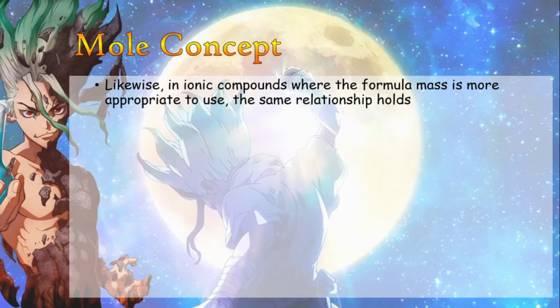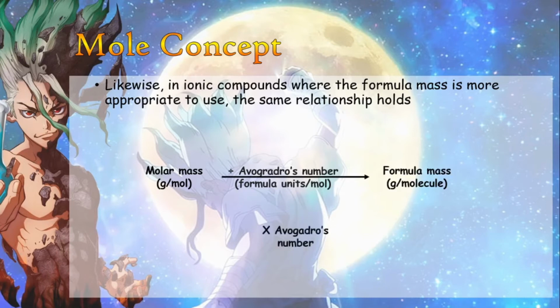Likewise, in ionic compounds, where the formula mass is more appropriate to use, the same relationships hold. Molar mass divided by Avogadro's number, or formula units per mole, would result in the formula mass. When formula mass is multiplied by Avogadro's number, you will get the molar mass of the compound.